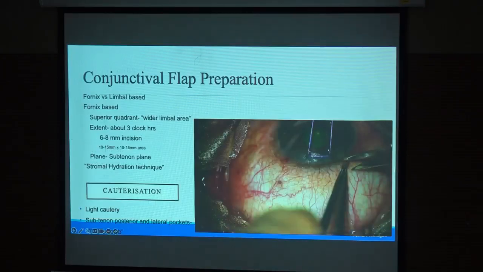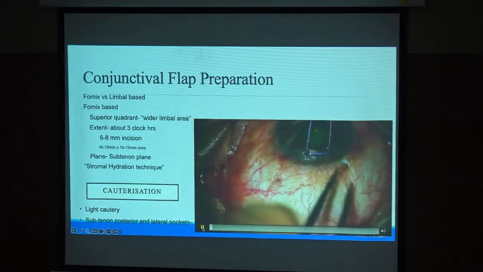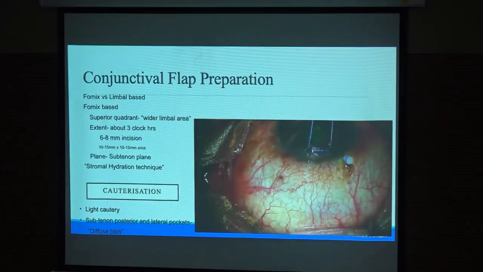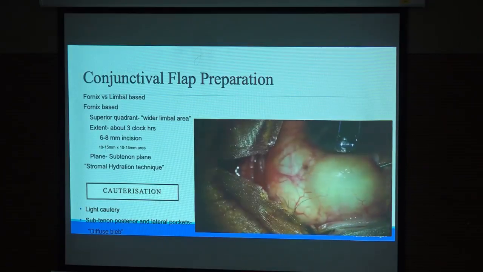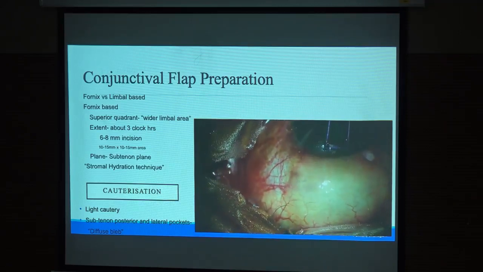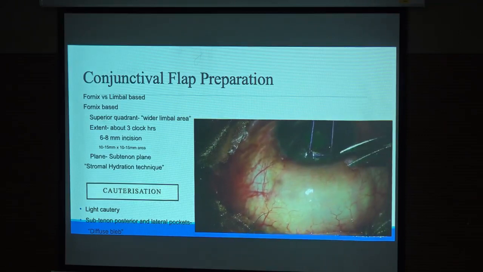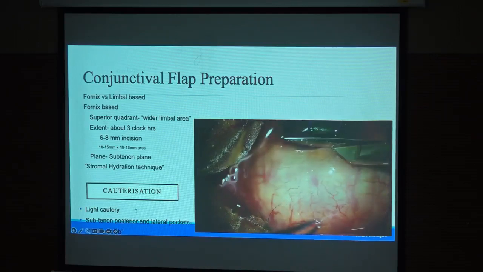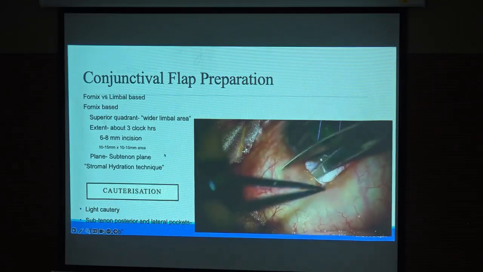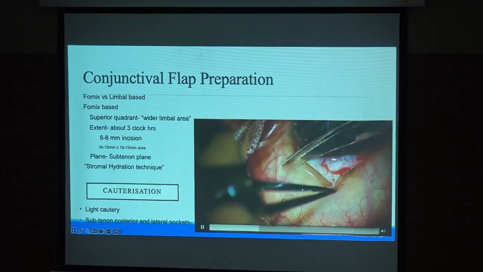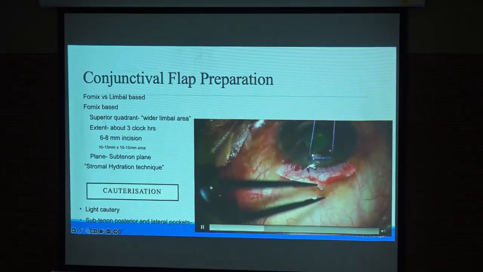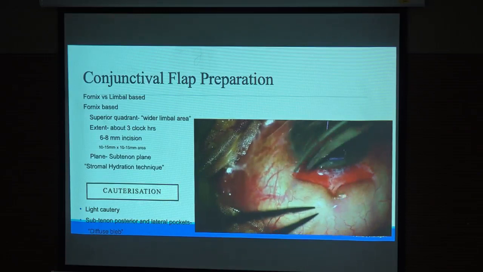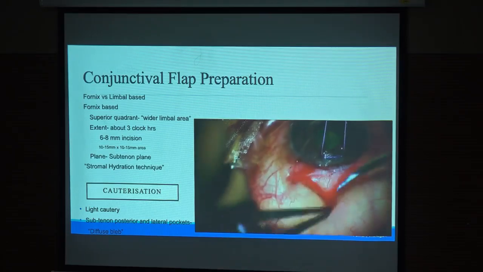Now the conjunctival flap preparation. You can prefer a fornix based or limbal based flap. This is a fornix based flap. Fornix based means the base of the conjunctival flap is in the fornix. So just put a nick, then do a hydrodissection of the subtenon tissue, which will give a good exposure and minimal trauma. Superior quadrant is preferred, a 6 to 8 millimeter incision, and a side cut so that we will get a good exposure. After that you do good subtenon dissection with your sclerocorneal scissor or a conjunctival scissor.